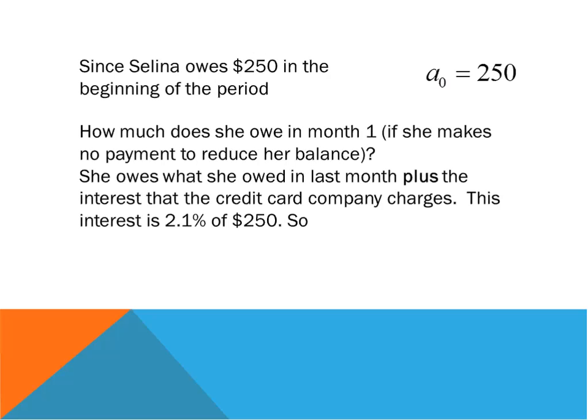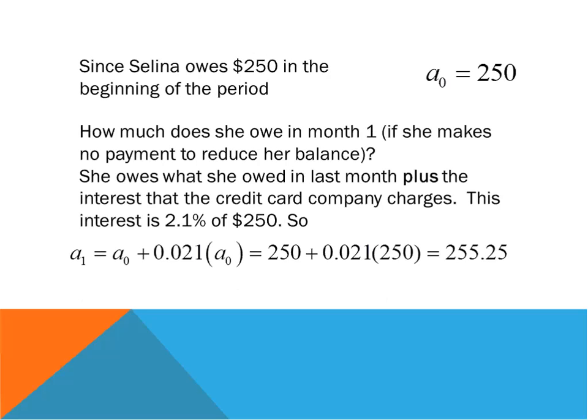Okay? How much does she owe in 1 month? Well, she owes what she owed before, so that's that now versus next kind of idea. What she owed before plus the interest that they're going to charge her on that $250. So if I write it in subscript notation, her balance this month is a sub 0 plus 0.021 times a sub 0, which will be $255.25. So that's her balance after 1 month.